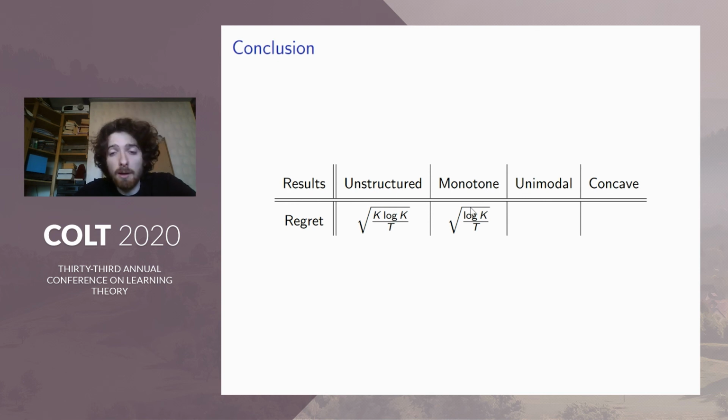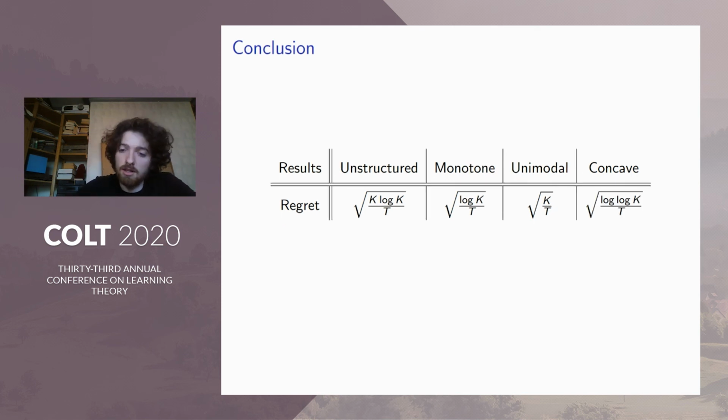But it turns out that the problem of finding the maximum is actually harder than the thresholding problem in the monotone setting. So the minimax rate ends up being dominated by the minimax rate of finding the maximum. And that's root k over t. Now in the concave setting, we again have a monotonically increasing sequence and a monotonically decreasing sequence. But we also have this concave property. And it turns out that the learner can exploit this concave property to perform a binary search, but on a log scale. And this allows us to get the minimax rate of root log k over t.